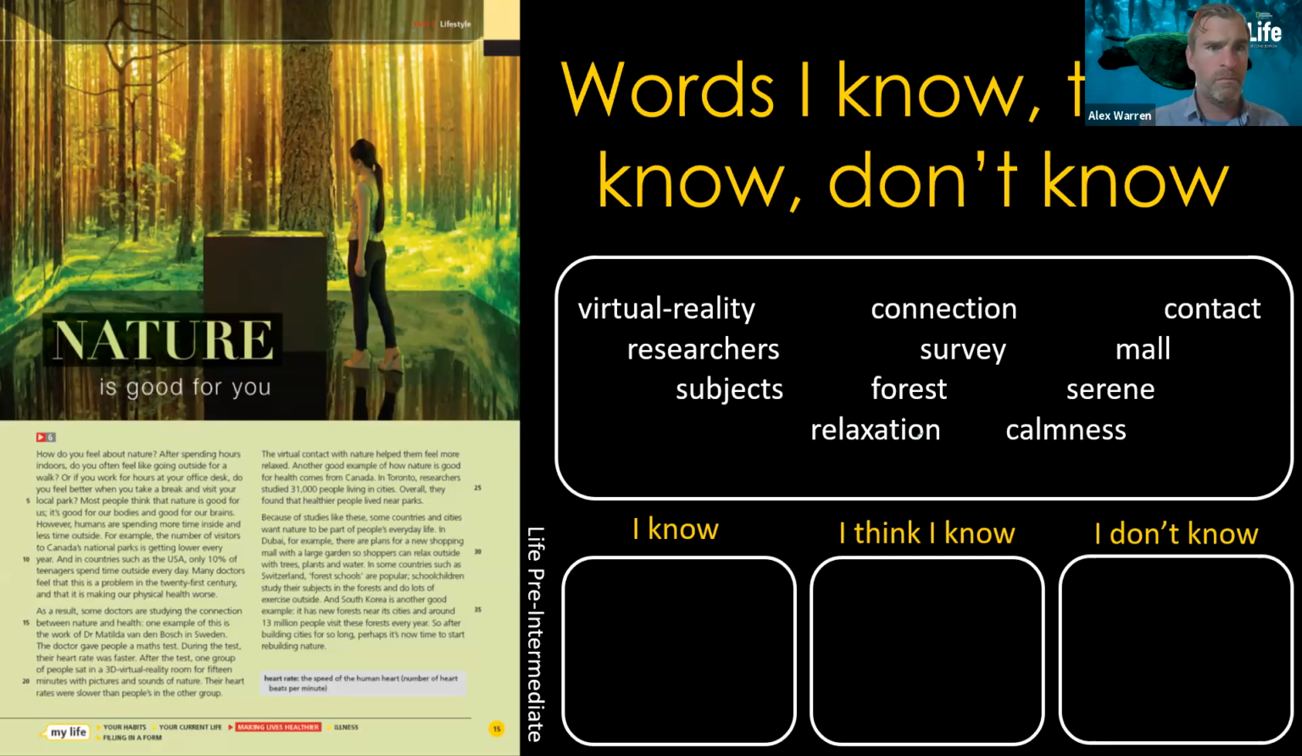So words I know: survey, mall, subjects. Words I think I know: relaxation, virtual reality, whatever. Words I don't know: serene, researchers, whatever it might be. So students do that by themselves, thinking about the words on their own. Then once they've completed that, you put them into pairs and they work together. Well, I know the meaning of this word, but you only think you know it, or you don't know it at all. So there's lots of peer teaching going on here, lots of reaffirmation of understanding.